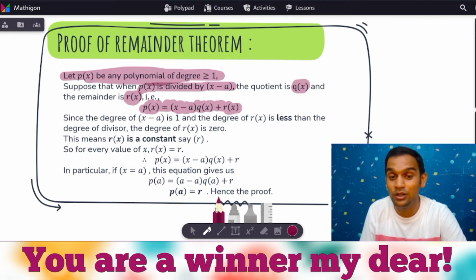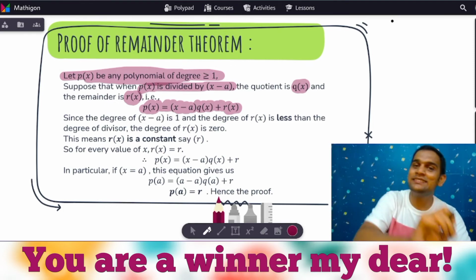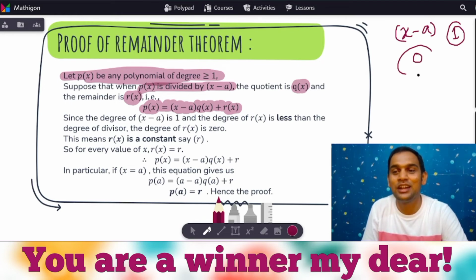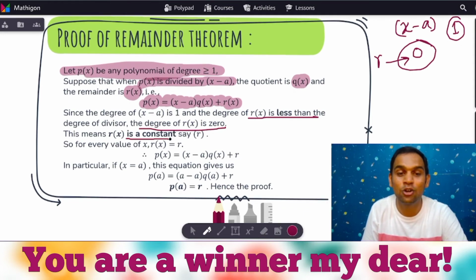Now, according to the division algorithm, what did we say? The degree of the remainder is less than the degree of the divisor. The degree of the divisor x minus a over here is 1. Now what is less than 1? It's 0, right? So the degree of the remainder should be 0. That means when do we have degree 0? When we have a constant polynomial. So the degree of r of x is 0, which means r of x is a constant polynomial.